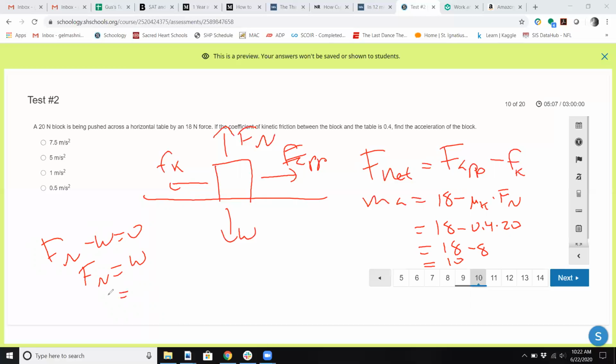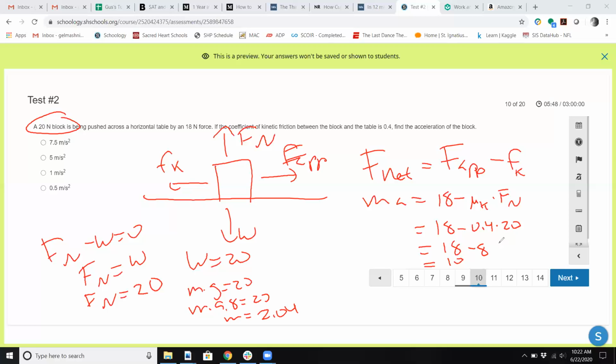Fn equals W. Now our normal force, we're going to solve for that actually. So this is the weight of the block, so that's why Fn is 20. So that's why I was able to do that over here. But because my weight is 20, I could say mass times gravity equals 20, gravity being 9.8. So my mass is going to be 20 divided by 9.8, which is 2.04.